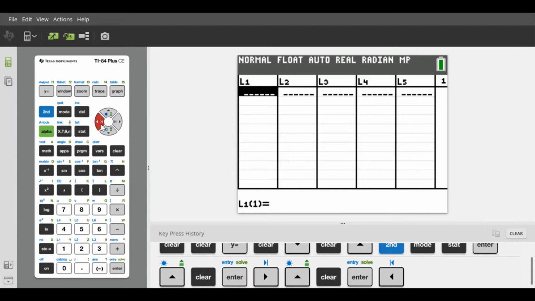Please do not hit the delete button. If you hit the delete button, it'll delete the entire list, meaning the whole L1 will be gone. You'll have to reset your calculator to get it back. So make sure you clear it the way I indicated that you clear it.